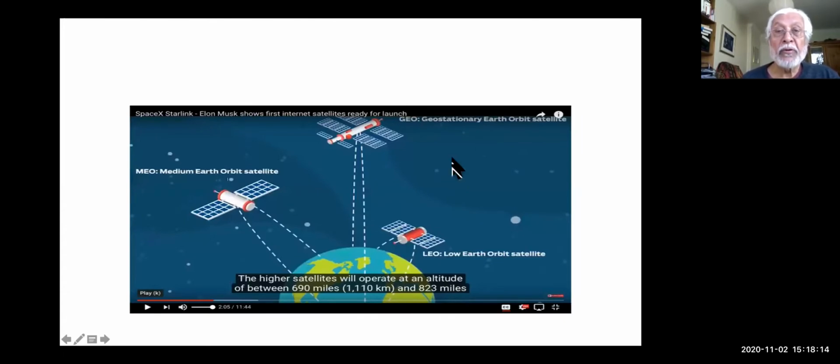So that's another picture of these. This is a geocentric, which is very high up, 35,000 kilometers. This is the low Earth orbit, and these are the medium ones. The medium and the low Earth orbits are the levels Starlink is going to be working at.